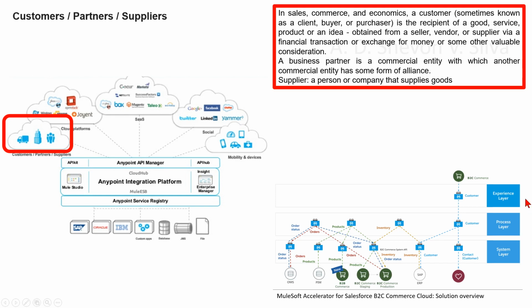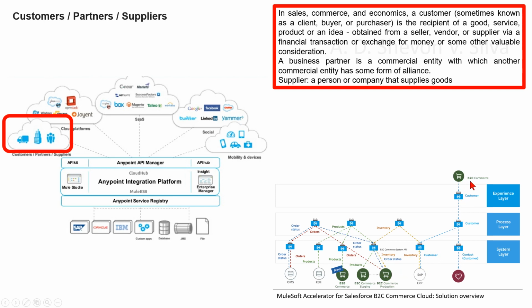Here you can see B2C commerce, and here you can see customer in the experience layer. Here you can see customer API in the process layer, and you can see inventory, products and orders in the process layer. And here you can see OMS, PIM, B2B commerce system API and SAP and contacts in the system layer.